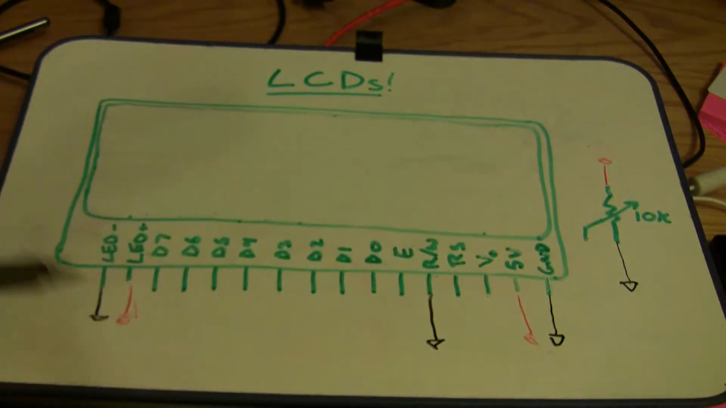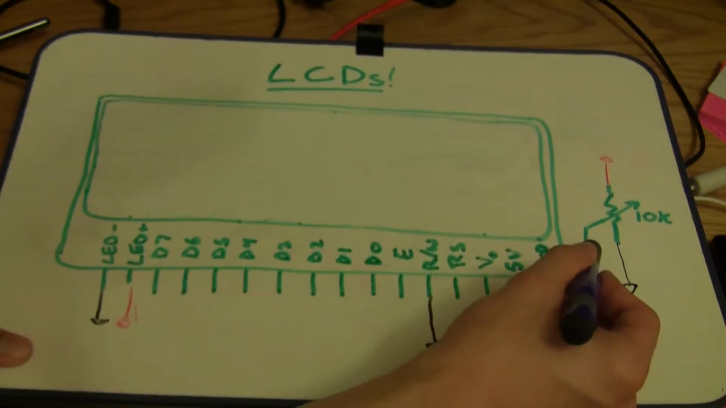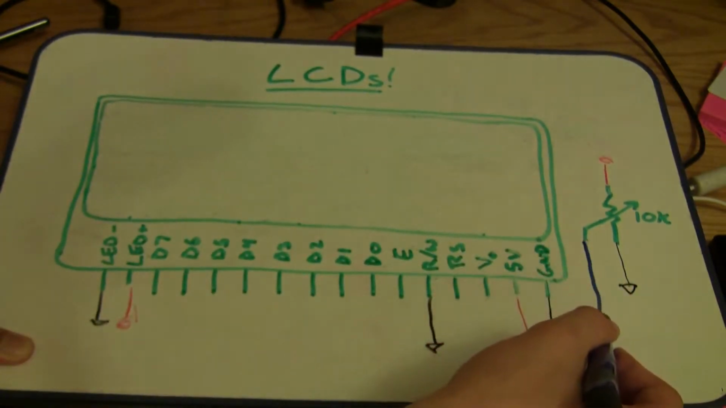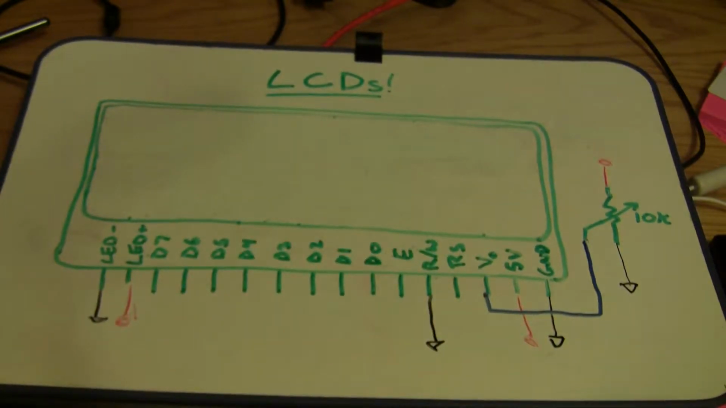Next thing is the V0 pin. The V0 pin allows us to set the contrast of the display, and that's what our potentiometer is for. So you'll hook the middle pin of the potentiometer up to V0 like that. It's pretty straightforward. And then all of our other pins we're going to use for sending data.